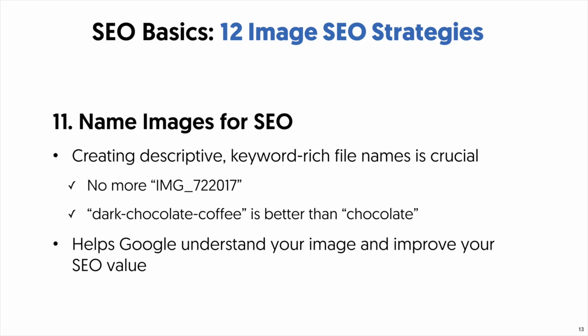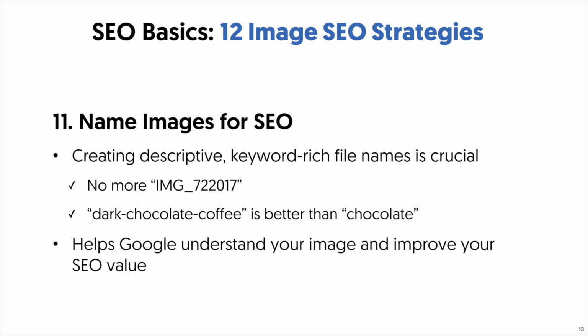Naming images for SEO. So we all go out there, we get these images, right? If you do use stock images, Getty Images or Deposit Photos or something, you see these names like image_722017, right? Like some really obscure random name. Even if you have original images because you took our advice and you got original images, you may have these rather obscure names. Get rid of that.